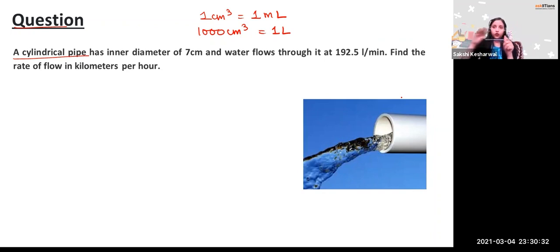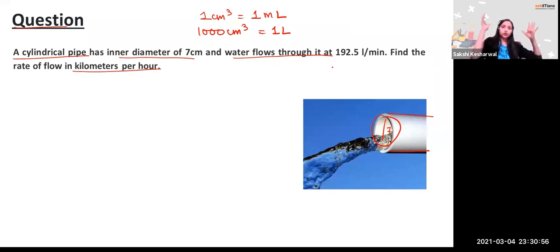Like it's flowing. So it says that a cylindrical pipe has an inner diameter. So this is what it is showing. This diameter is 7 meter, right? And the water flows at the rate of 192.5 liter per minute. Find the rate of the flow in kilometer per hour, right? So this is important. Let us suppose this is the pipe, right? It says that the water is flowing. So in 1 minute, how much length of the water is going in the bucket?